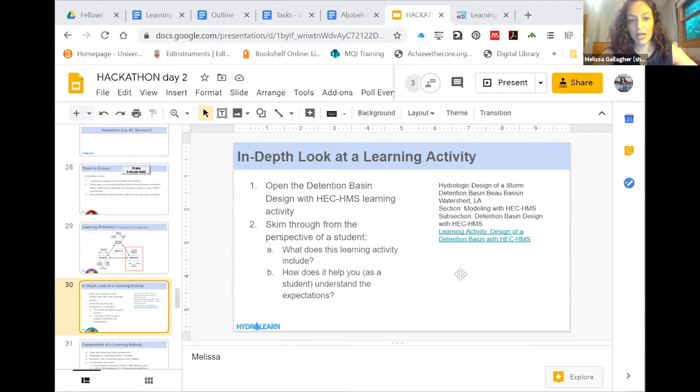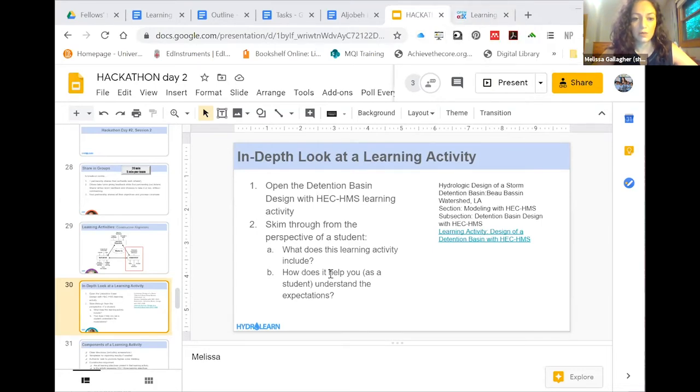All right, well, hopefully most people got to share. I know some groups were still sharing, but I want to make sure that we talk a little bit about things that will be included in a learning activity. So I apologize if I cut you off a little bit there. We're going to look at a learning activity together to see the kinds of things that we include in that in HydroLearn. You have this slide and the link to it here if you want to take a look. This is in the Beaubassin detention basin, which we were looking at the tasks for earlier, and it's the very last learning activity.